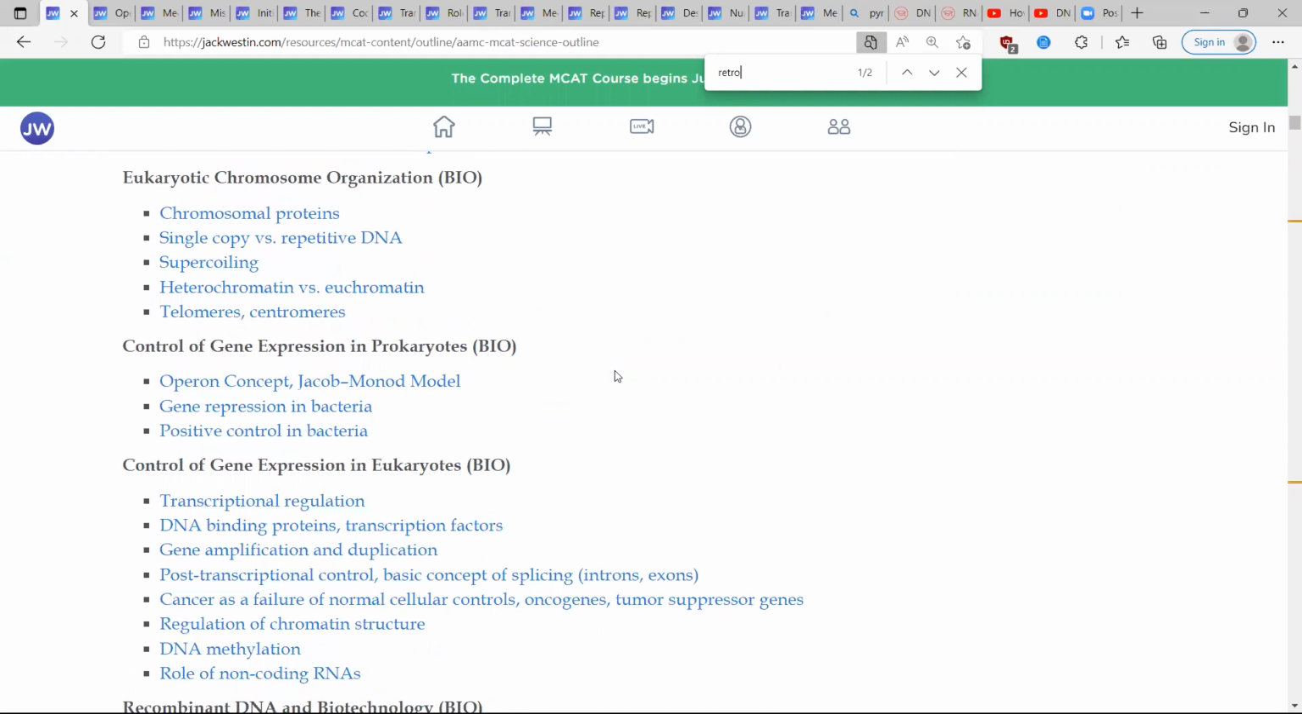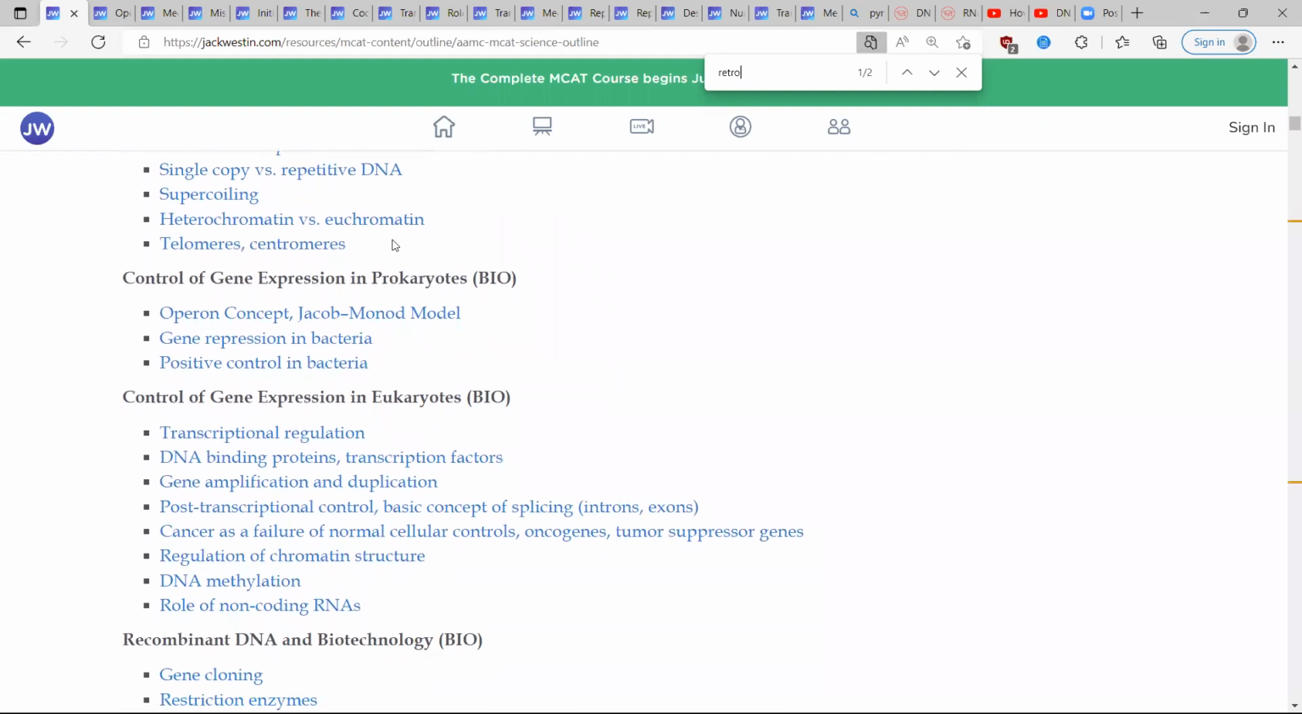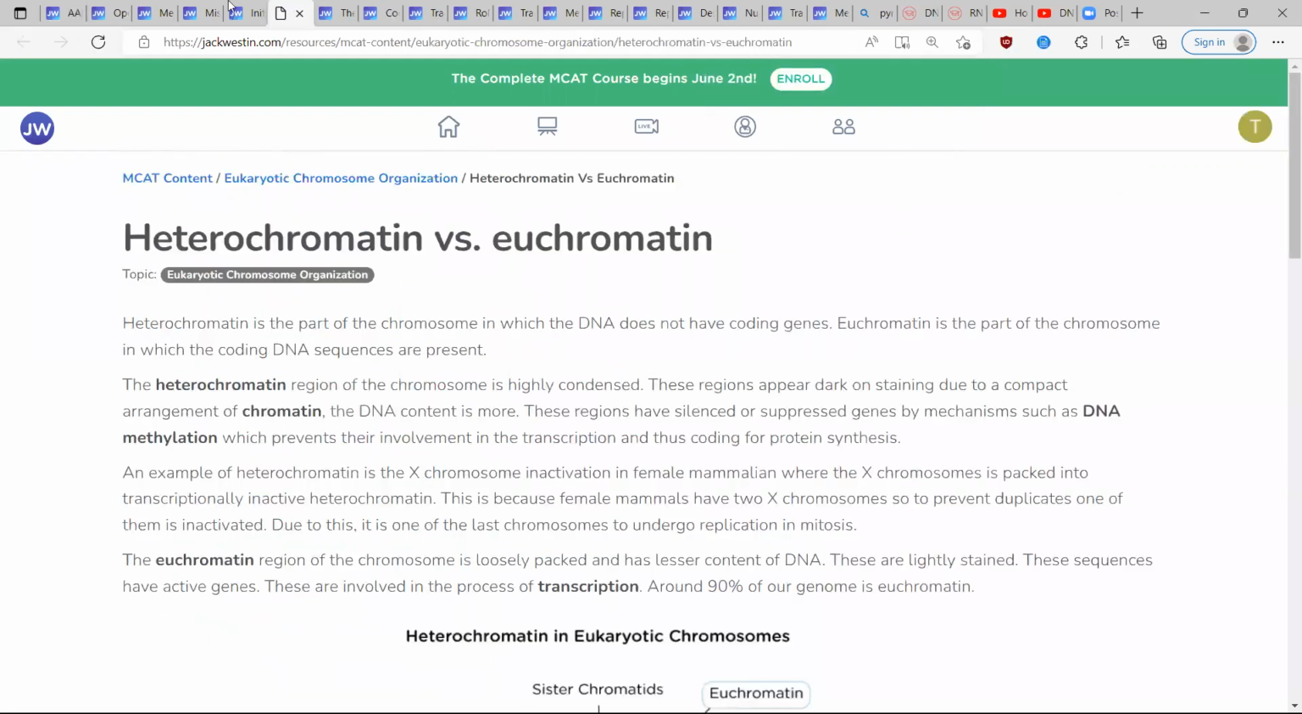Transcription, translation. Talked about this. Oh, this is important. Heterochromatin versus euchromatin.